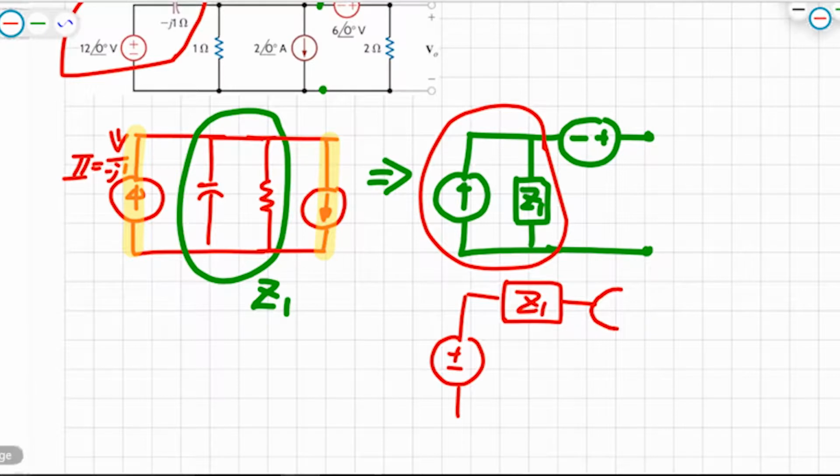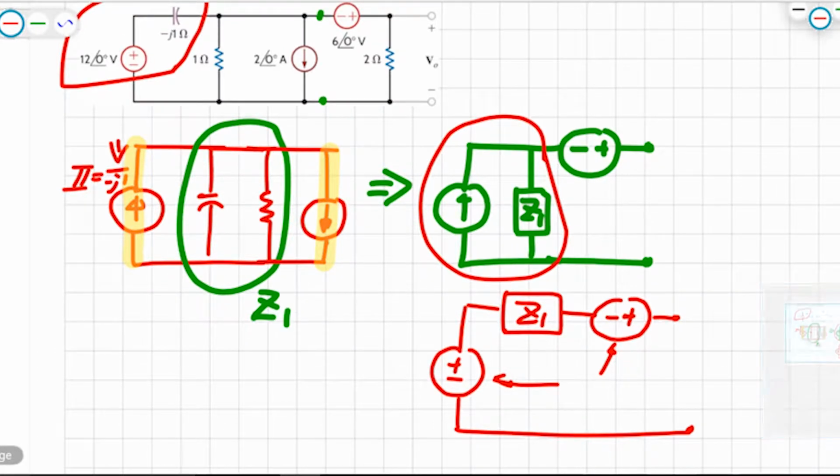Now you can see we change the position of the 2 sources. We can actually add these 2 sources together to simplify it further. This is the advantage of using source transformation. So let's go do that. Let's start with that one at a time.